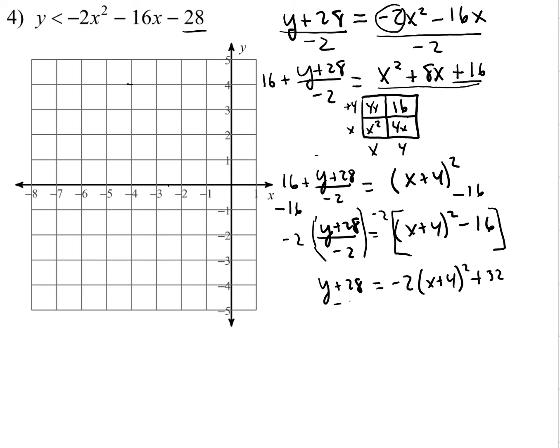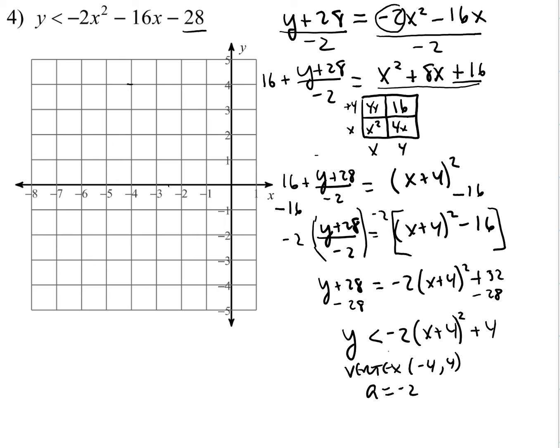So then subtract 28 from both sides. So then we end up with y is less than negative 2 times x plus 4 squared plus 4. So our vertex is negative 4, 4, and our a value is negative 2. So there's graphing form.